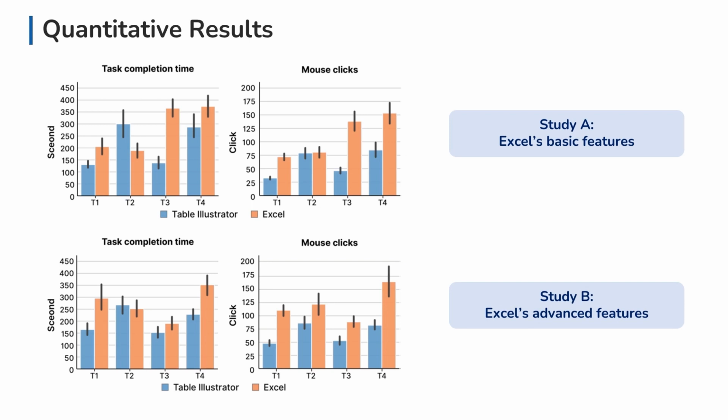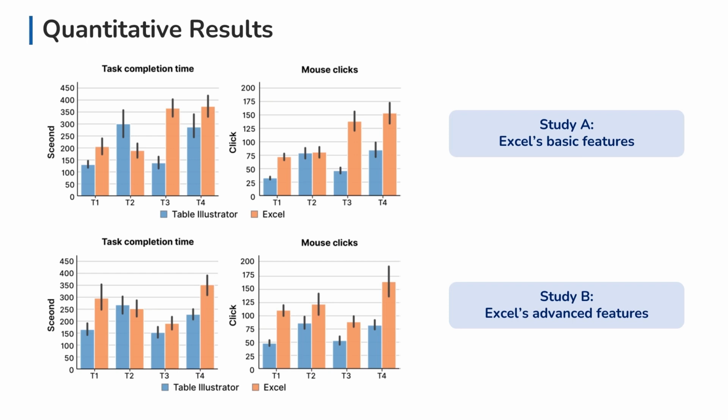However, for Task 2, users spent more time and there was no significant difference in mouse clicks. This was due to the small size of the table and the need to understand the specific puzzle parameter. This makes direct editing in Excel more intuitive and efficient.